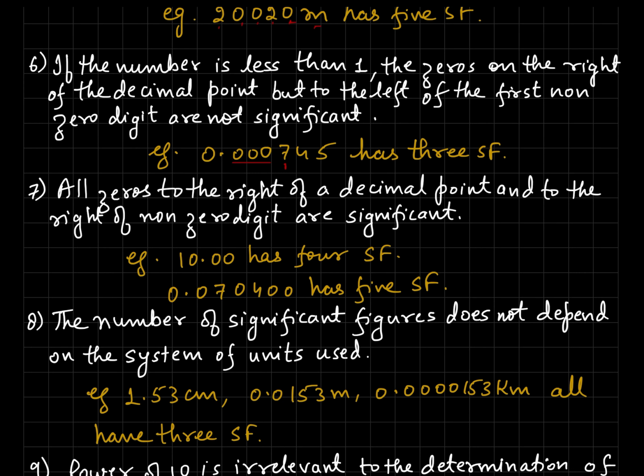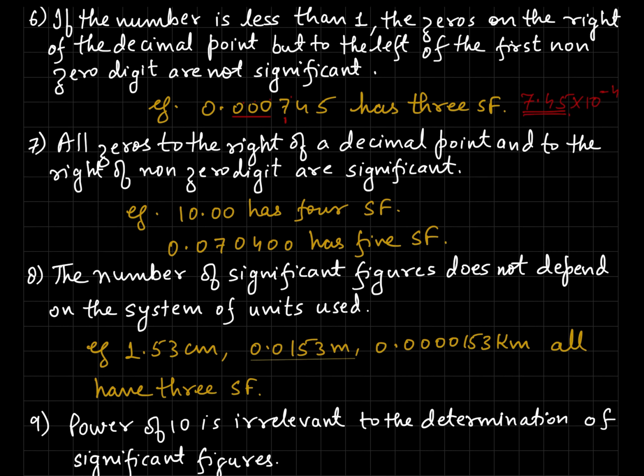Why? Because if you are asked to write this number in standard form, we will be writing it as 7.45 times 10 raised to minus 4. So here only 3 figures are significant. Got it? Okay. Next is what?